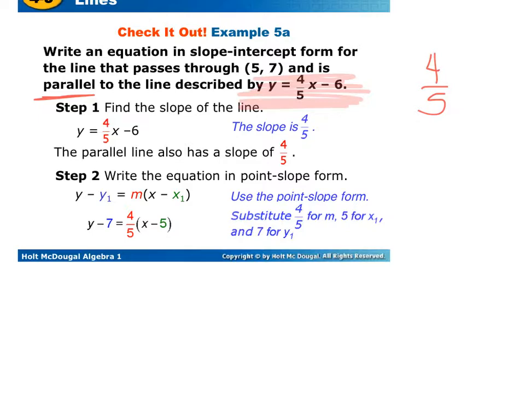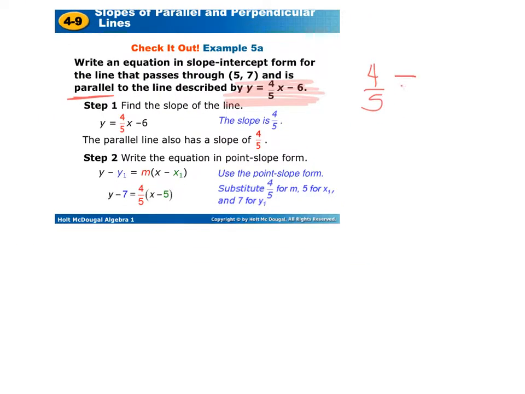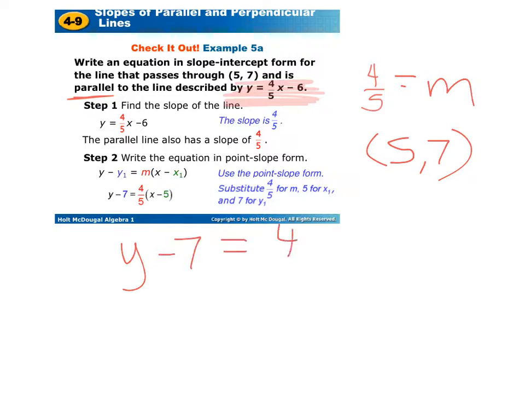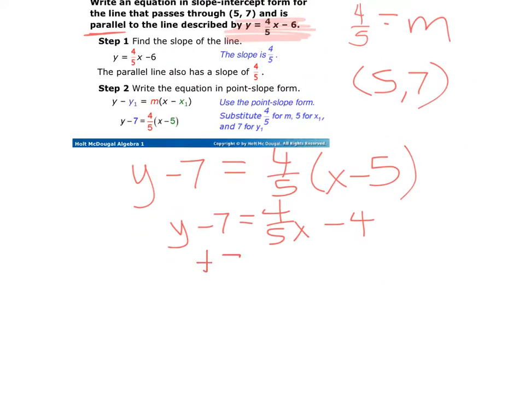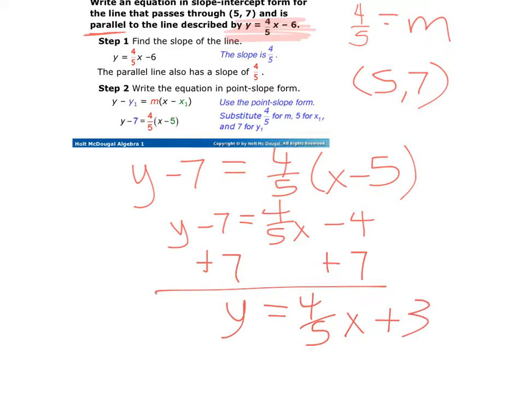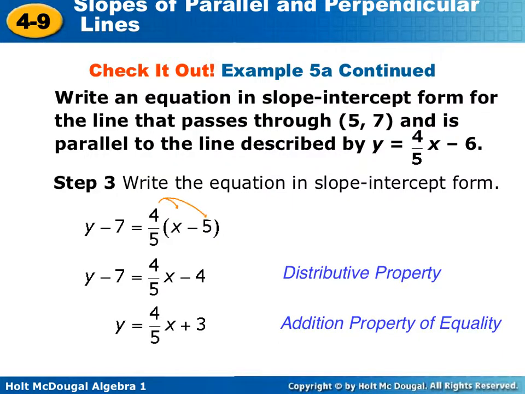Yes. All right. So here, I'm going to use the 4/5, and then I'm using the ordered pair. So y minus 7 equals 4/5, x minus 5. Distribute. I get -4, and then move the 7. And that's it. See, the next slide probably has the work. There we go. Same thing that I just did.